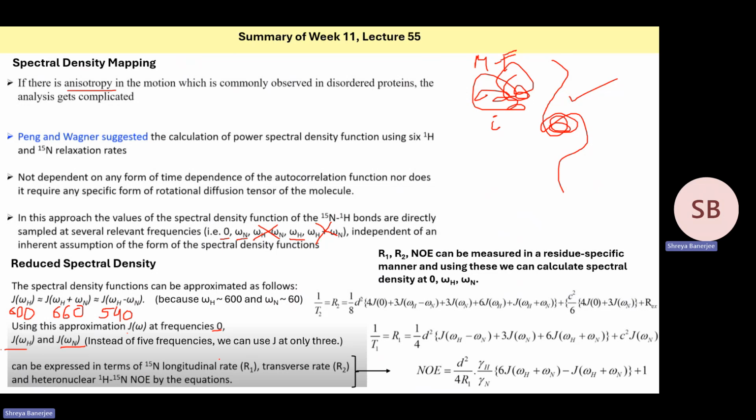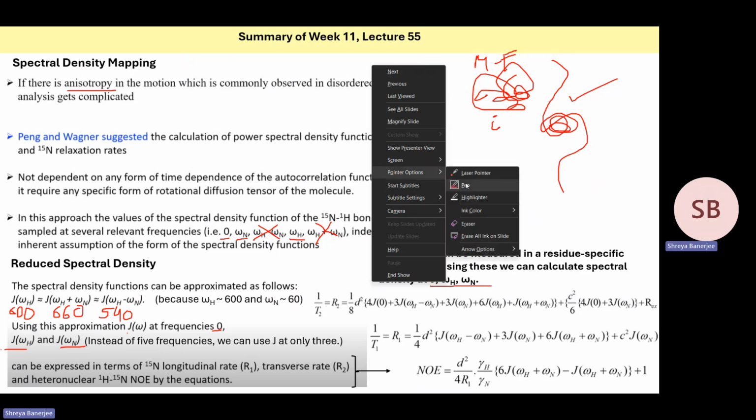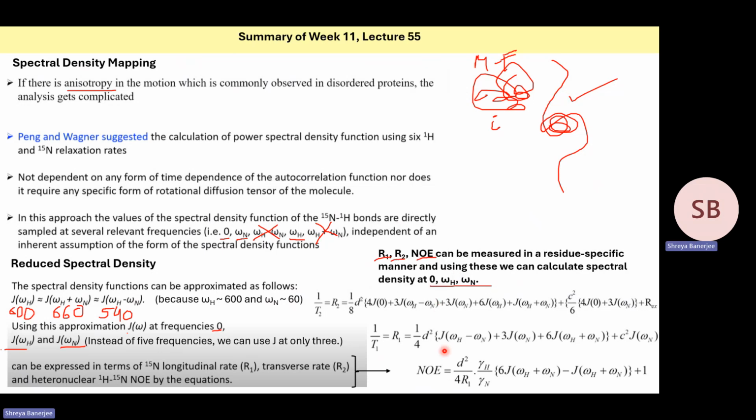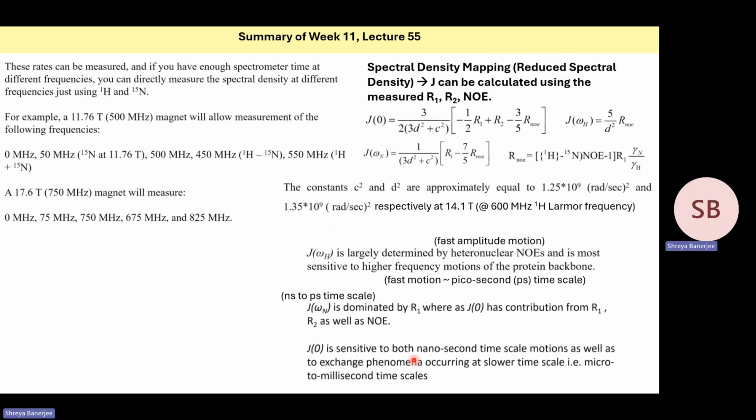we have 3 observable values, the R1, R2, and NOE. So using the 3 observable values, we can calculate the spectral density function at 0, omega h, and omega n. We have already seen that there are formulas that define R1, R2, and NOE in terms of the spectral density functions at different frequencies. So here an example is given that suppose you have a 500 megahertz magnet.